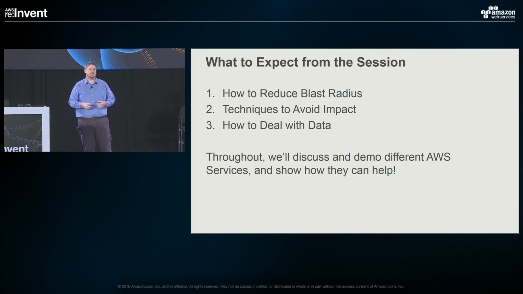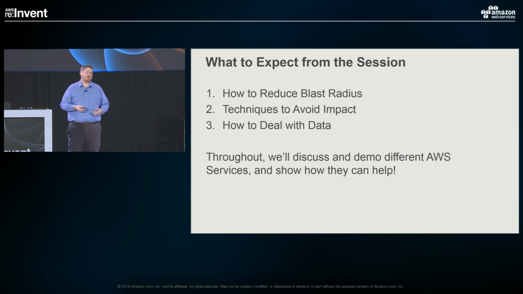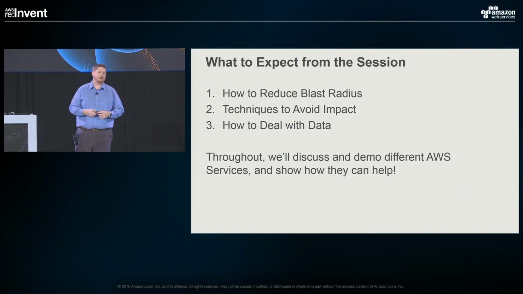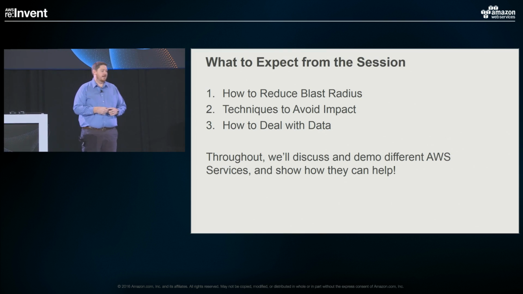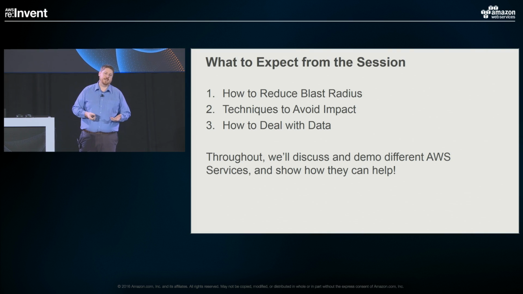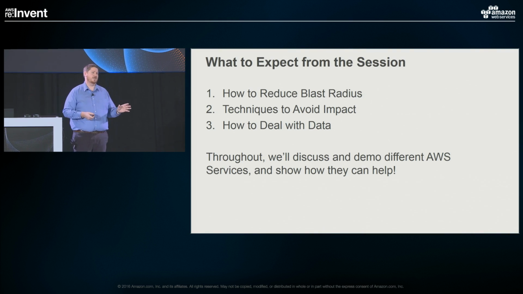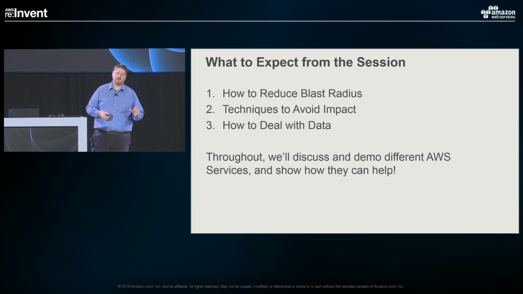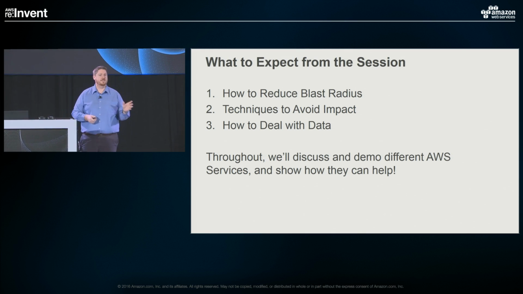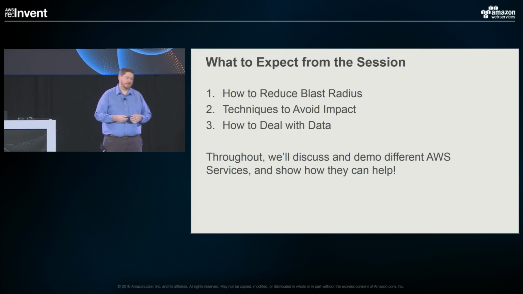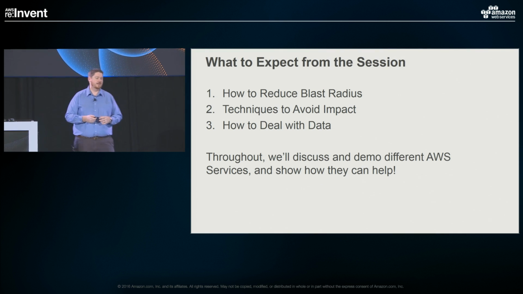We'll talk about techniques to avoid impact altogether. So how do I actually release a piece of code and make sure that I'm as confident as I can be that everything will go as expected. And then we'll also talk about how to deal with data in the context of a software change. I think every time I give a talk on software deployment, this is the most commonly asked question afterwards. How do I deal with schema changes or data changes as part of my software release process? So I'll try and give you a couple tools for that as well.